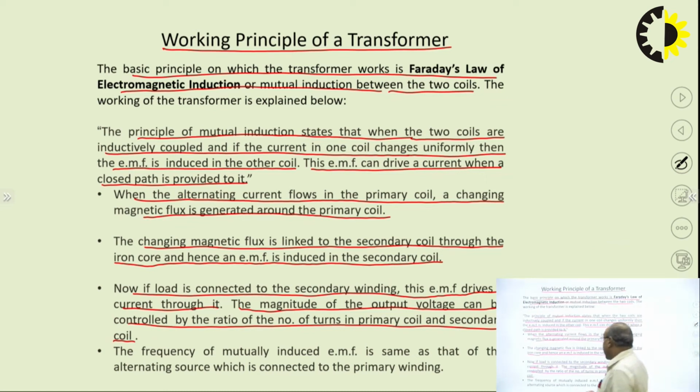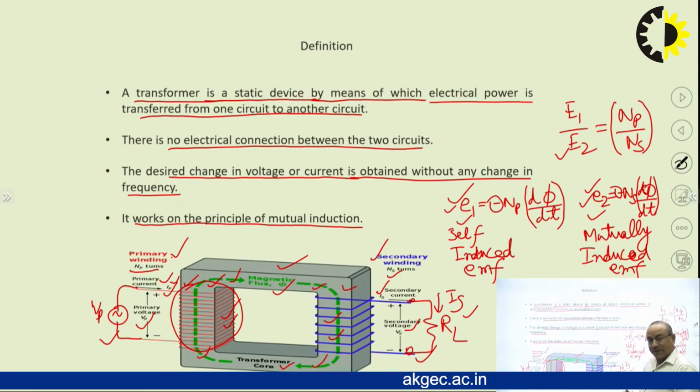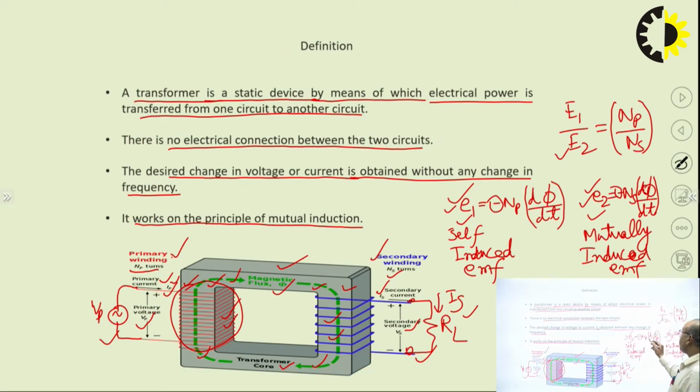Other thing, the frequency of the mutually induced EMF on the secondary side is the same as the frequency of the alternating source which is connected to the primary winding on the primary side. Why is it so? The reason for this is very simple. We have seen that induced EMF E1 is minus Np d phi by dt, and similarly induced EMF E2 is minus Ns d phi by dt. This is written here.